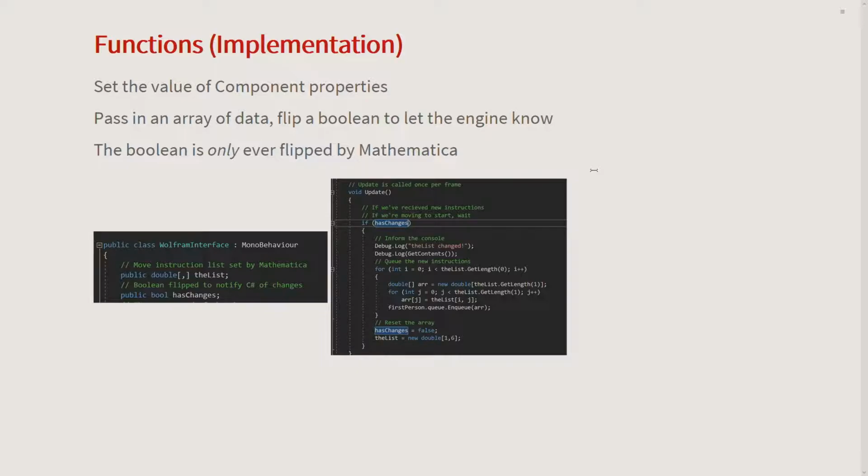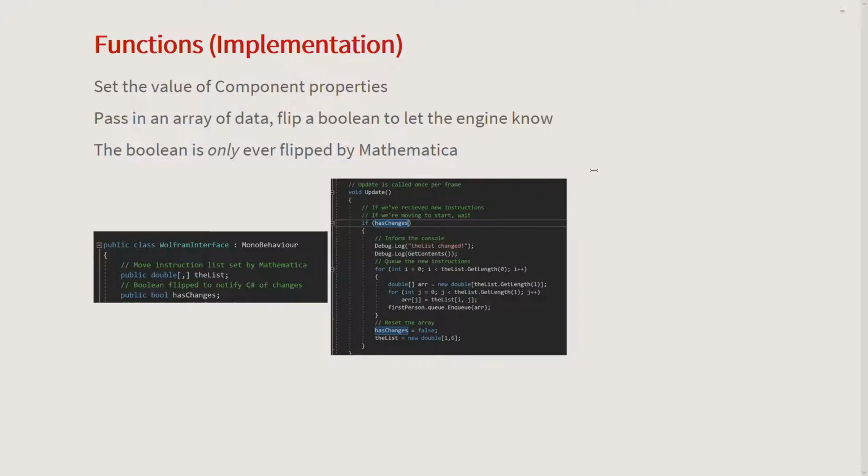Because that Boolean is only ever flipped by Mathematica, by design constraint we were able to ensure that the array was always only ever set by Mathematica as well. With this figured out, we were essentially able to come up with a vast array of commands that our students could use. We could have the turtle move in all three axes.